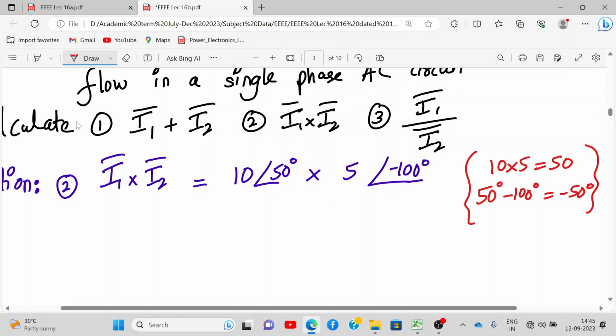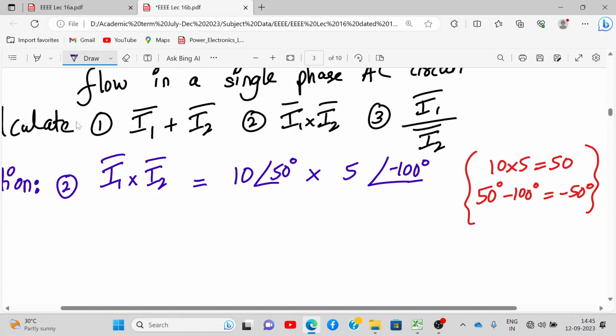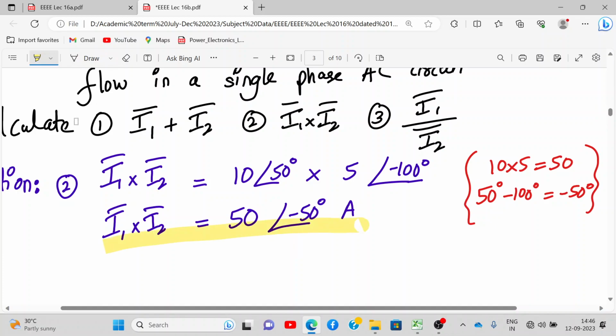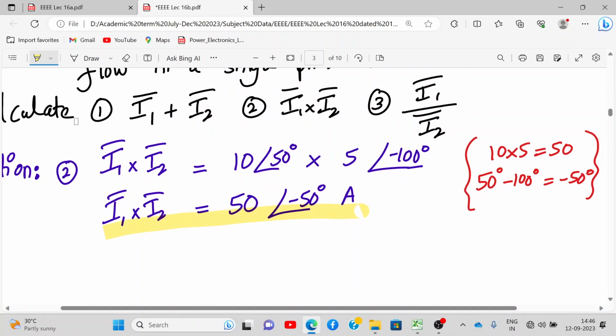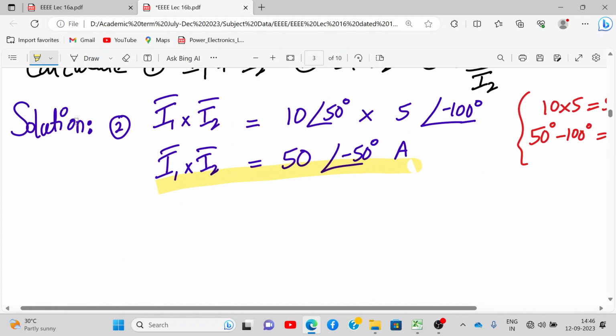Okay. So now what will you get? Are you understanding what I'm doing over here? The magnitudes you multiply and the angles you add. So now I1 into I2 will be how much? 50 angle minus 50, and that is the answer. Easy. Let it remain in the polar form only, and we have multiplied them together.